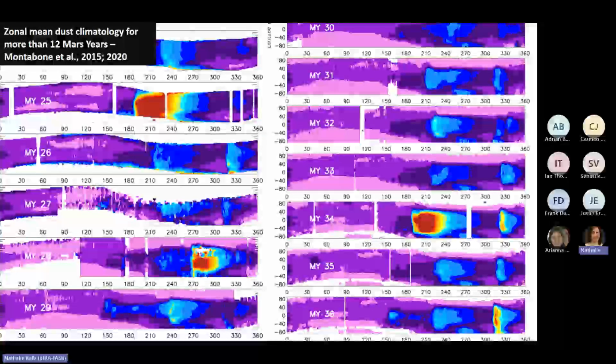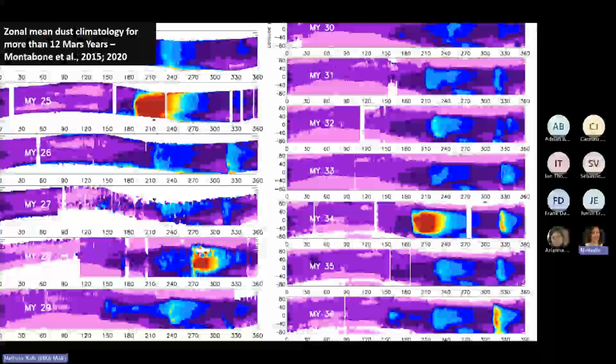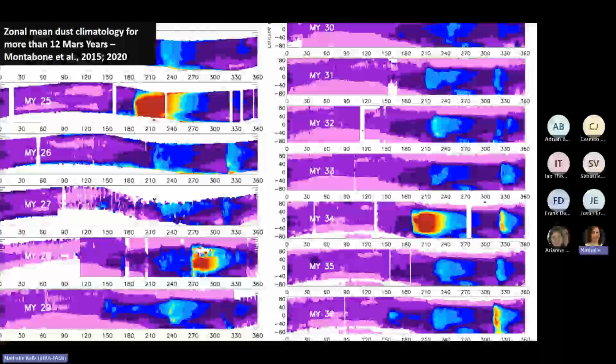This is Luca's data again. This just shows you time on the x-axis and latitude, so it's a zonal mean, and this is the 12 Mars years, and we've talked about the interannual variability and the patterns we see with this sort of secondary storm. It's not something easily predicted at this stage, but that gives you an idea of dust in the atmosphere. That's opacity, so column optical depth. So it's basically how much dust is in the atmosphere, how thick it appears.